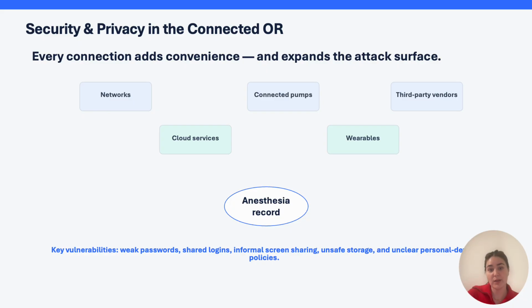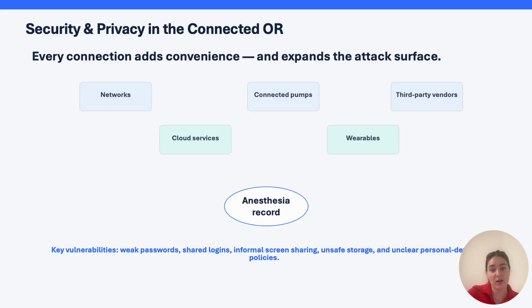Some of the most common weaknesses are related to human behavior. Examples include weak passwords, shared logins, leaving screens unlocked, sending patient information through unapproved messaging platforms, and storing information on personal devices. Personal photography is another major concern.